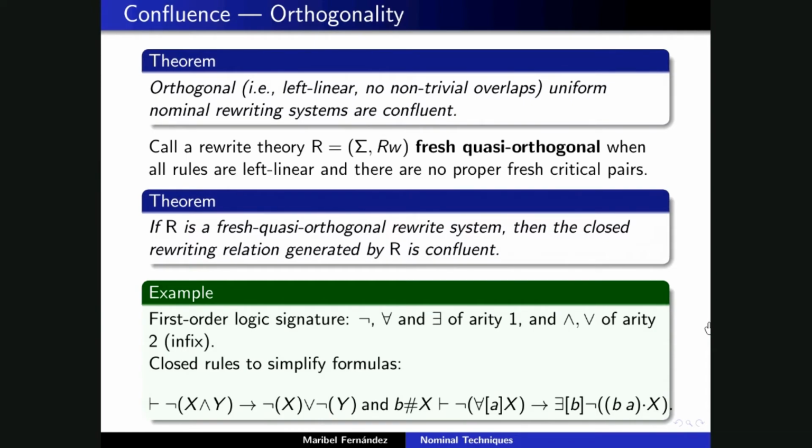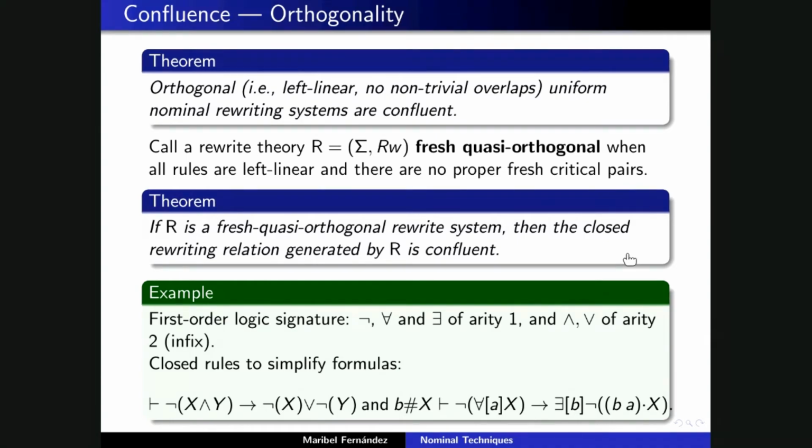So there's something called quasi-orthogonality, which doesn't require to check all the overlaps in all the rules. You can just generate new copies of your rules with new fresh names and only check overlaps there. So this is what I mentioned before, the fresh critical pairs. And if your rules are left linear and there is no critical pair computed in this way with fresh rules, then if your system is closed, it will be confluent too.